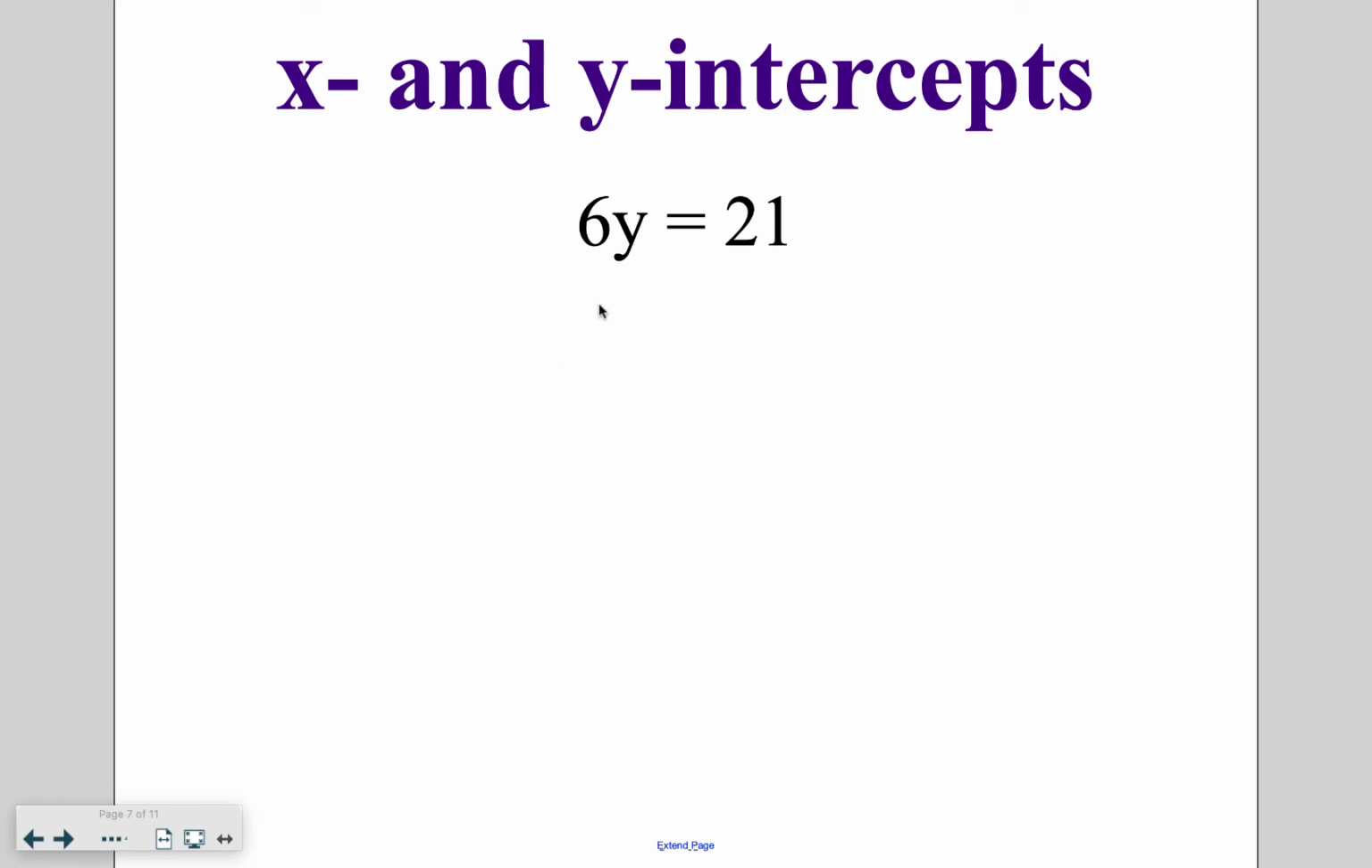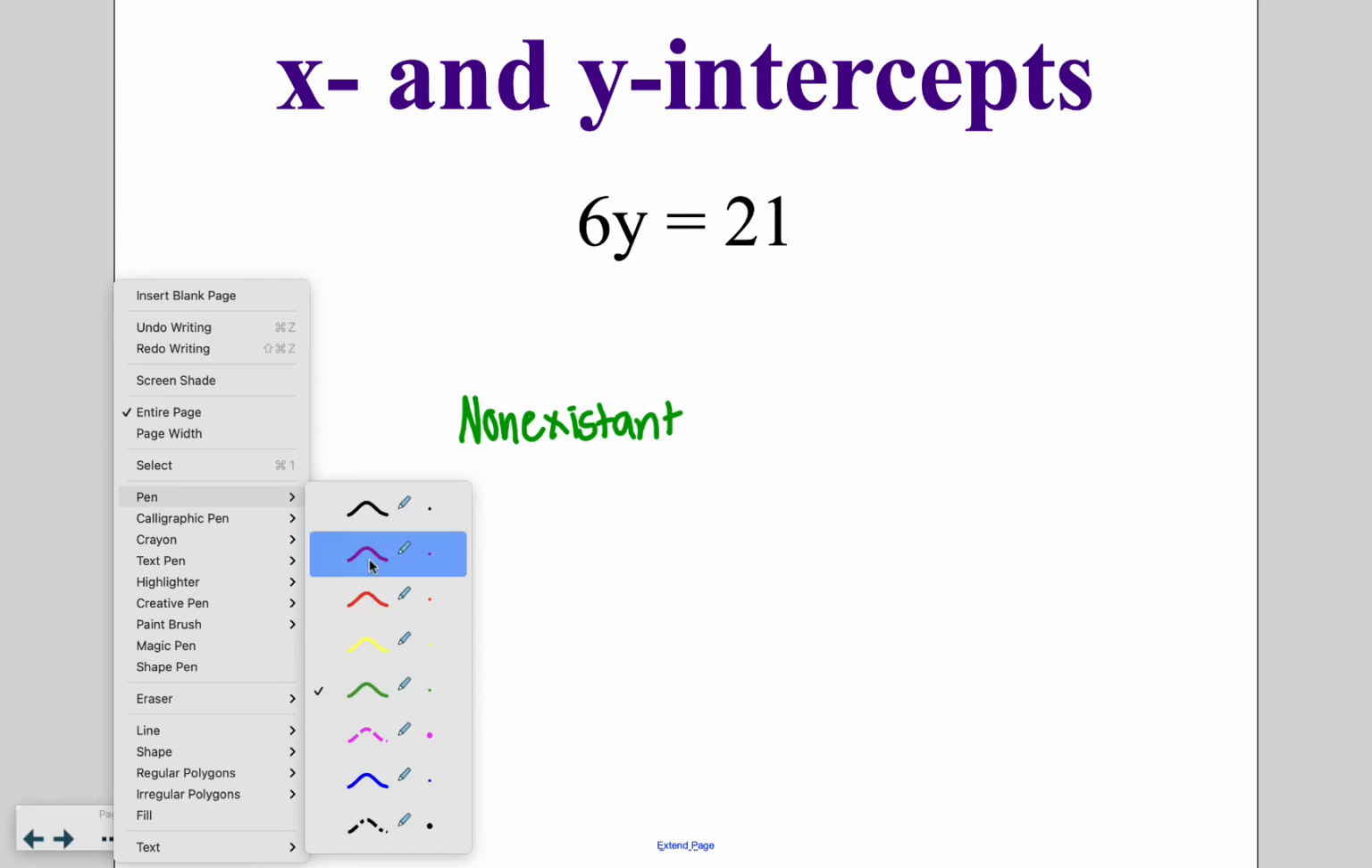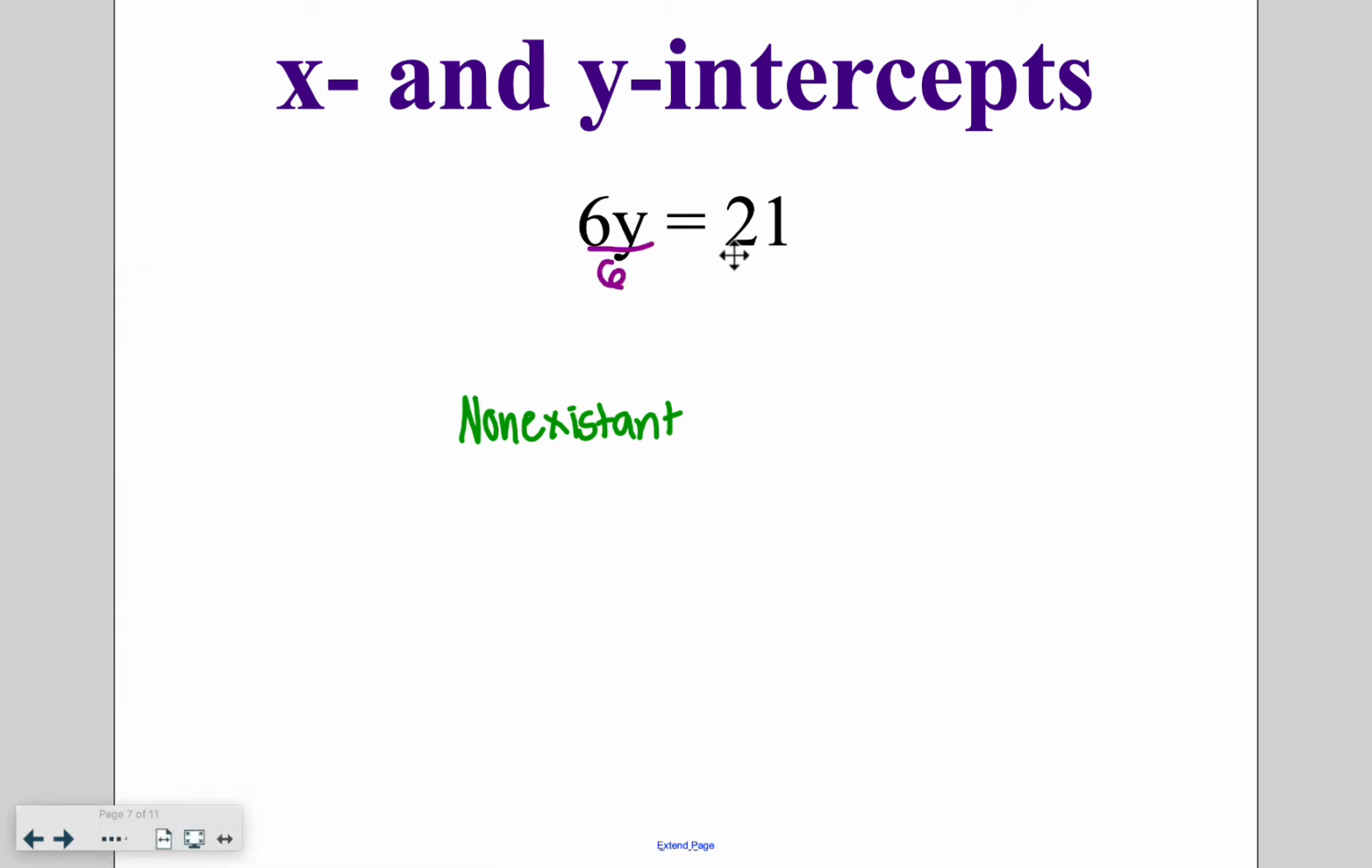So your x-intercept in this case, you notice that x does not exist. So your x-intercept is now the thing that is non-existent. When you go through and solve for your y-intercept then, you're going to divide both sides by 6, which is going to give you y is equal to 3.5. So your y-intercept is at (0, 3.5).